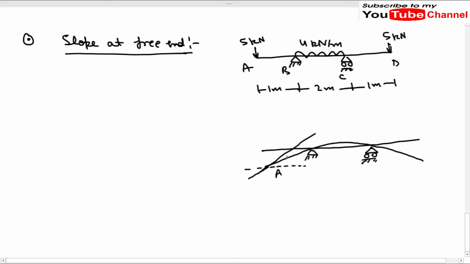Okay, so this angle is our theta A. Now you can see here that this angle theta A is anti-clockwise. So anti-clockwise means, in our sign convention, anti-clockwise slope is taken as positive. Okay, so this theta A should come positive and this theta D should come negative. Okay, so we will verify this.